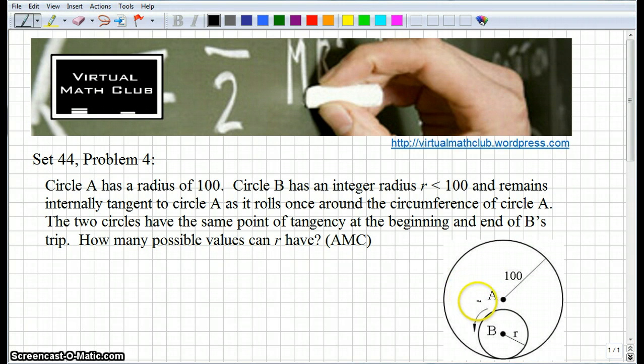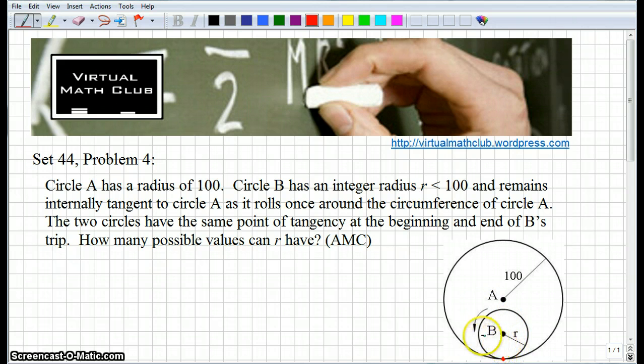So anyway, it says they remain internally tangent, which just means that as this rolls around inside of the bigger circle, circle B is internal to circle A, and that they always are touching at one point as it rolls around. Okay, and it says that the two circles have the same point of tangency at the beginning and end of B's trip. So the point of tangency in this snapshot is right here. It's the point where the two circles are touching.